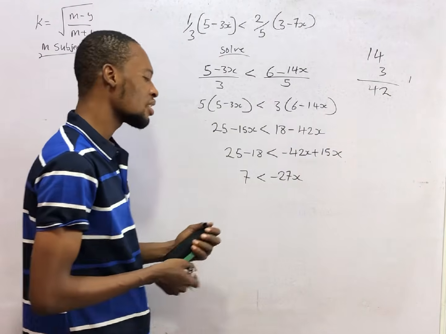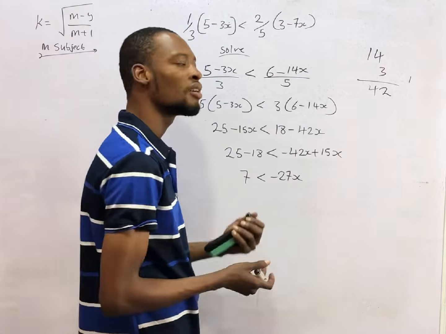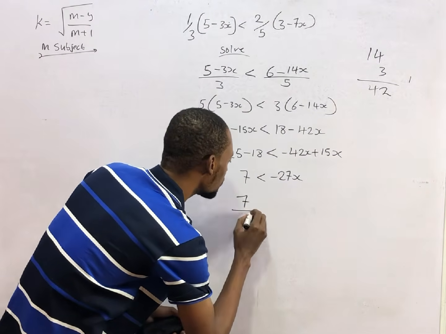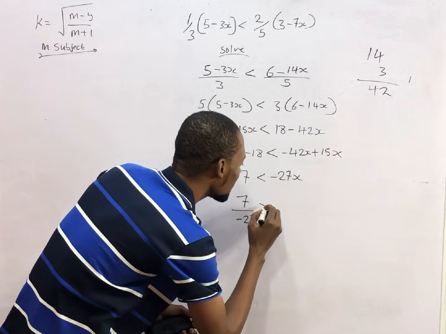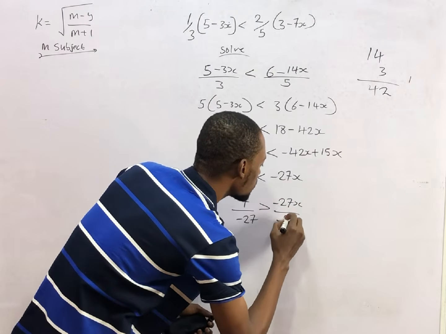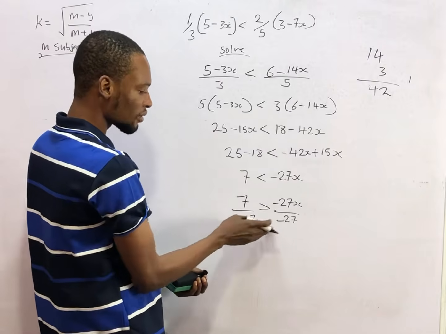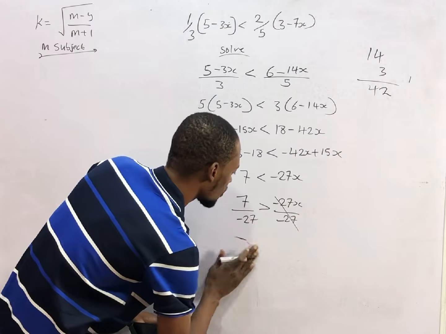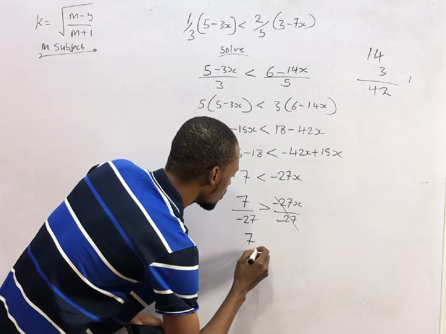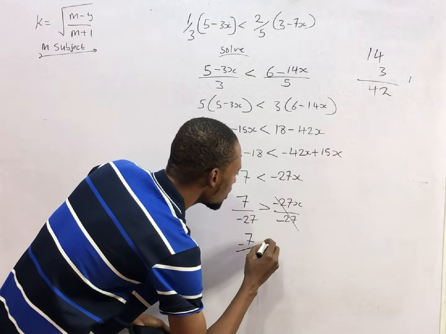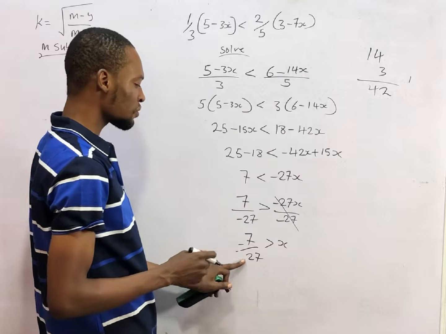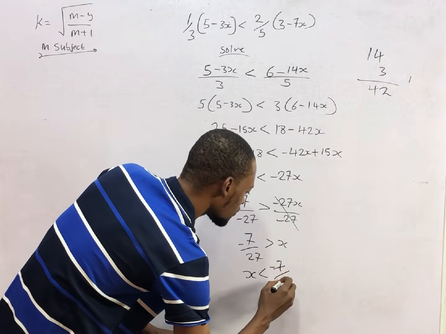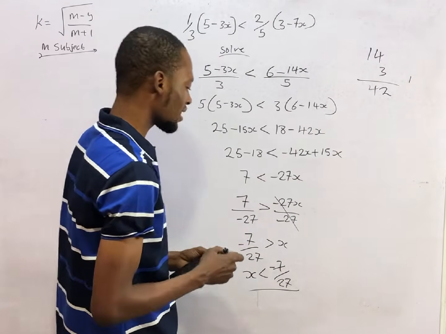Remember, in inequality, when you are dividing both sides by a negative number, or you are multiplying both sides by a negative number, the sign will change, which means here becomes 7 over minus 27 is greater than minus 27s over minus 27. We are dividing both sides by a negative number. So this sign from lesser than should go to greater than. So minus 7 over 27 is greater than s. If minus 7 over 27 is greater than s, it simply means that s is lesser than minus 7 over 27. So that is the correct answer.